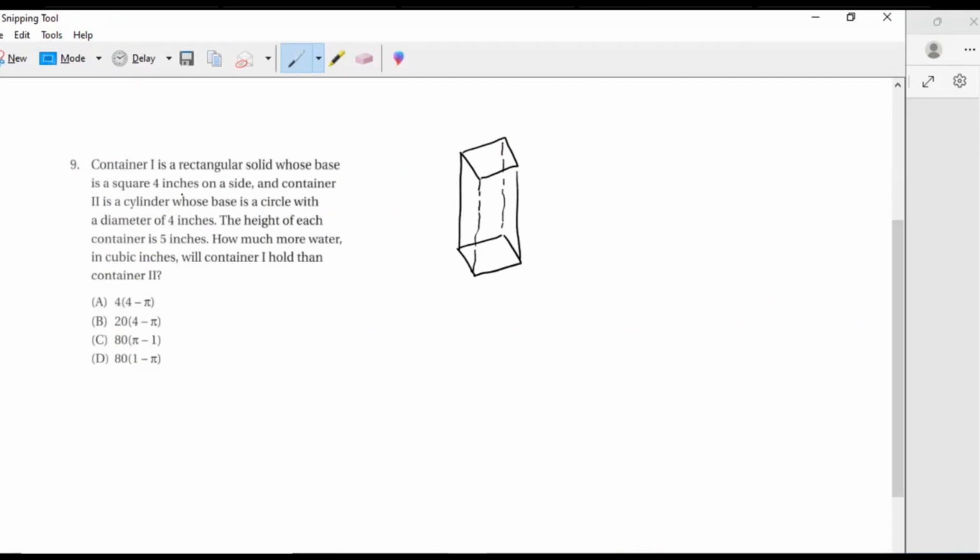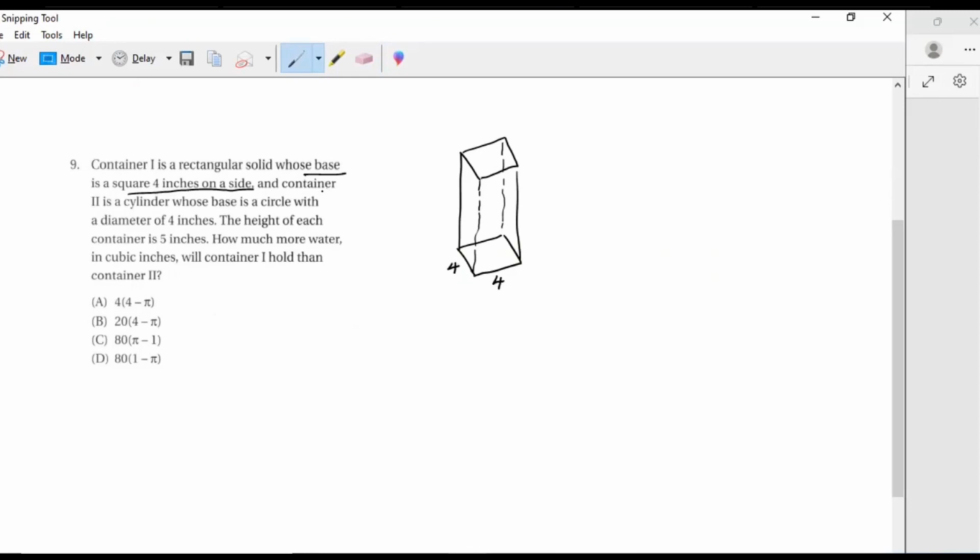Whose base is a square 4 inches on a side. That means what is the side length? 4 inches on a side. That means 4. Yes, you are right. Just a square, 4 inches on a side.